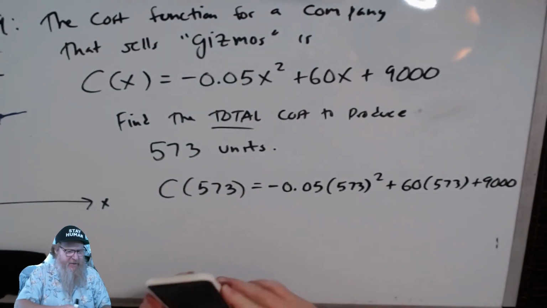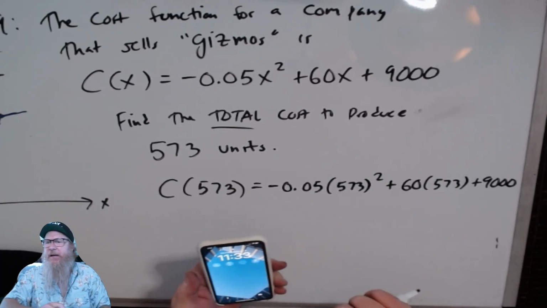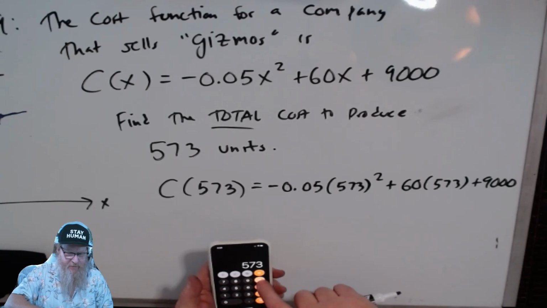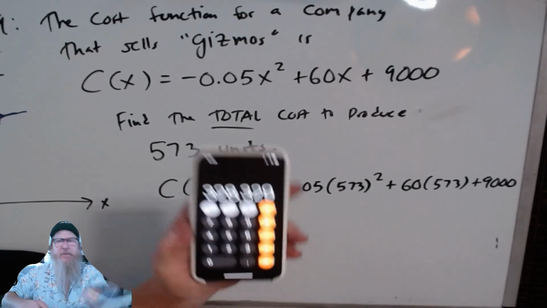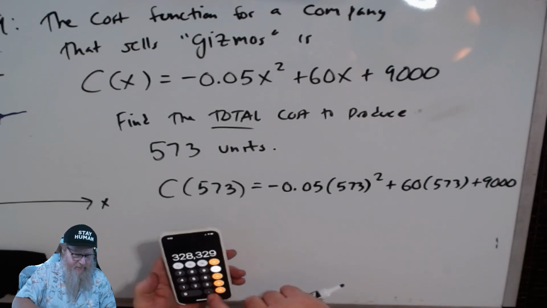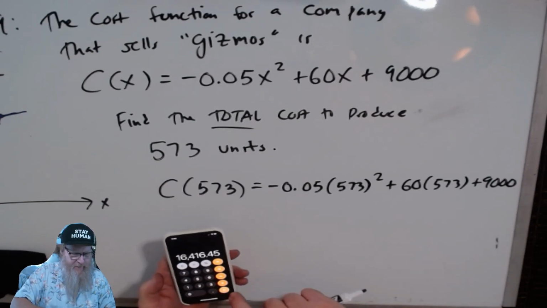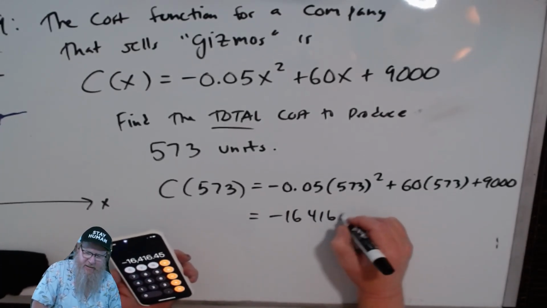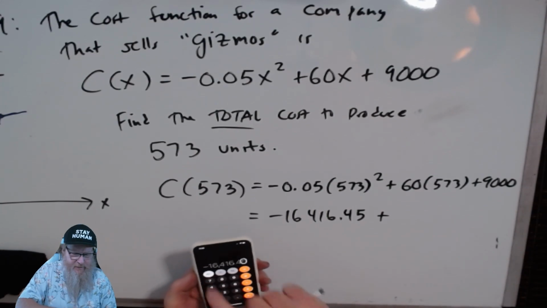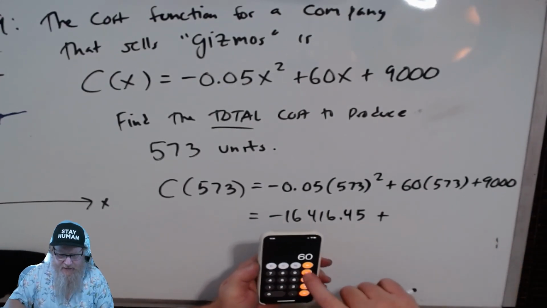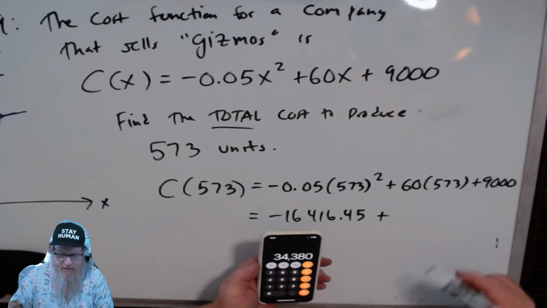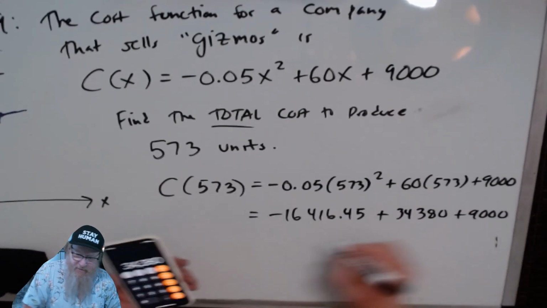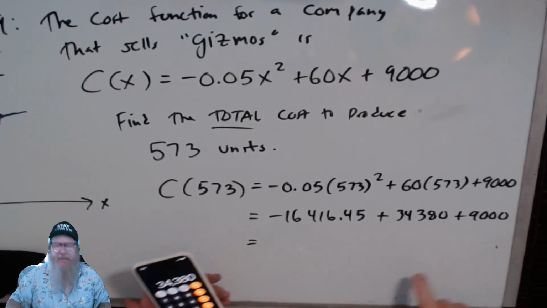And write everything down in case you lose any of your data and your calculation. So 573 squared, a very large number, times 0.05. So that's negative 16,416 and 45 cents. 60 times 573 is 34,380. And then plus an additional 9,000.